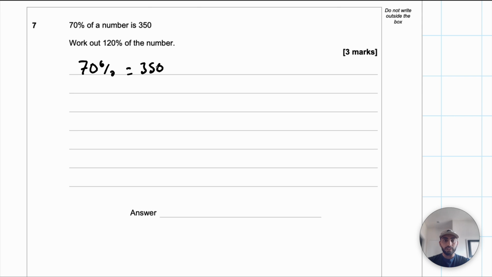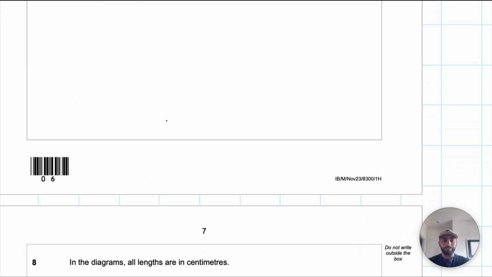Question 7. 70% of a number is 350. Let's just write that as a fact. Work out 120% of the number. We're trying to find 120%. So what number is nice that goes into both 70 and 120? I think 10 is always an easy option to go to. So we need to divide by 7 first to get to 10%, and then we're going to multiply it by 12. What's 350 divided by 7? 35 divided by 7 is 5, so it's going to be 50. And we're doing 50 multiplied by 12. 5 times 12 is 60, and we need one more 0 at the end.